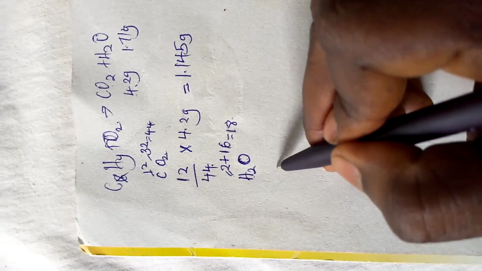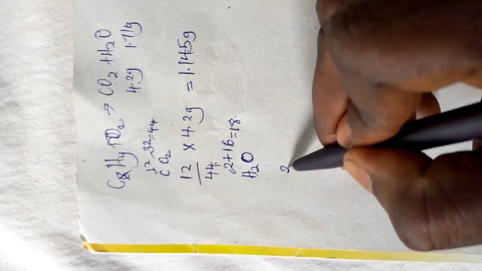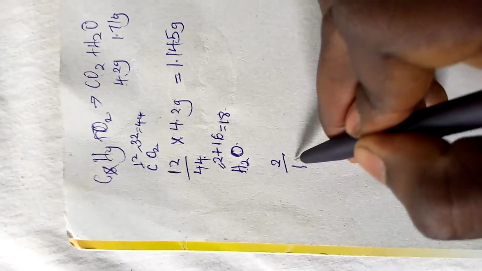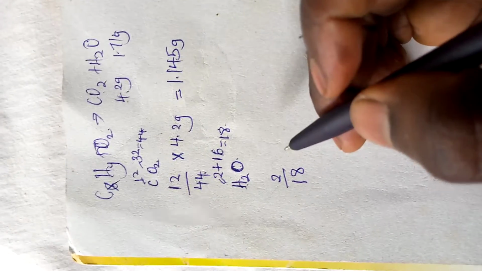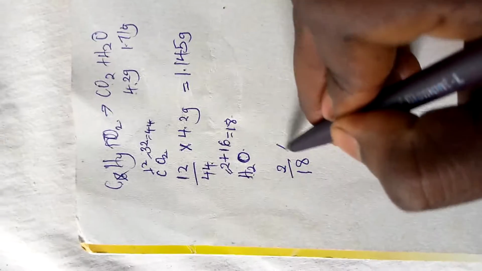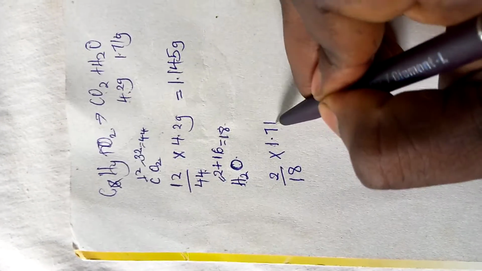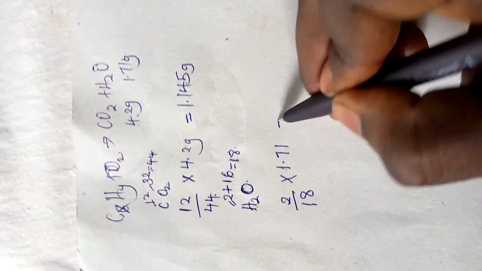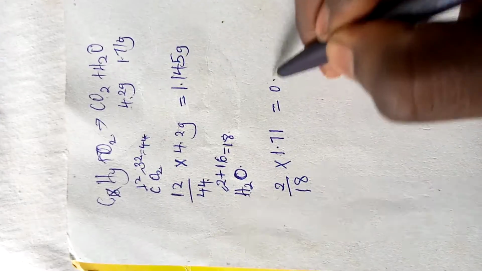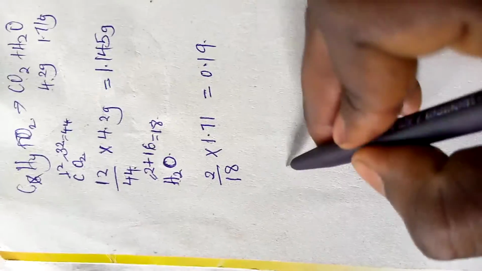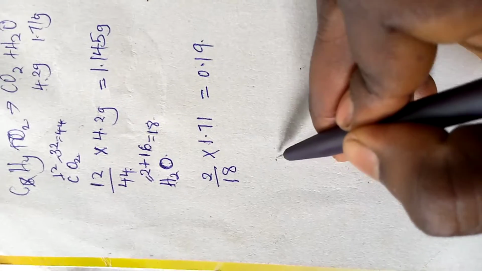And the mass of hydrogen is 2 because of the 2 hydrogen atoms in the water molecule, divided by the relative molecular mass of water. This is multiplied by the mass of water that was given off as a product, and we get the answer here as 0.19.